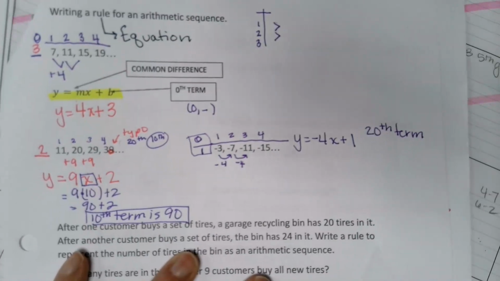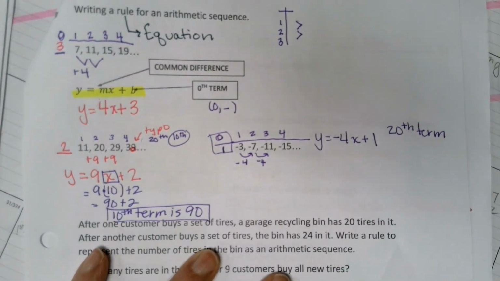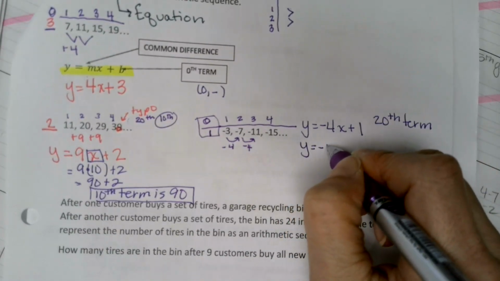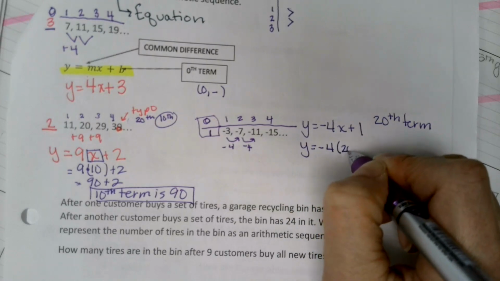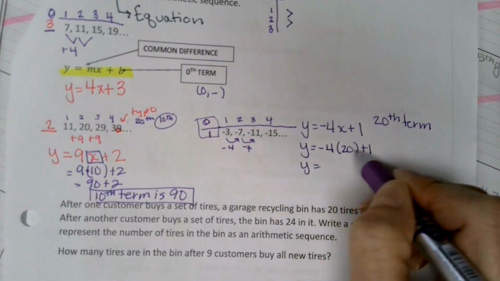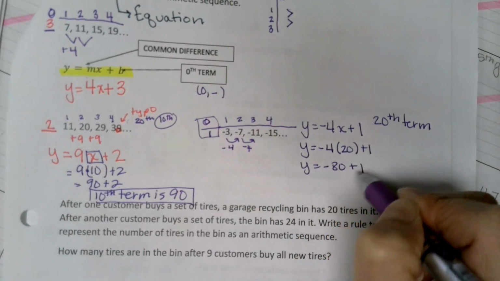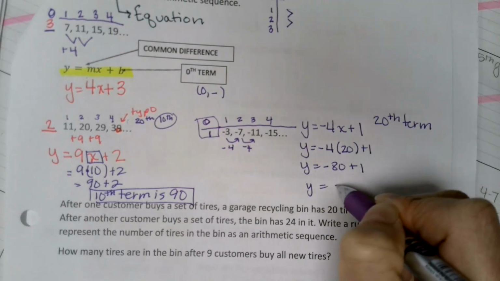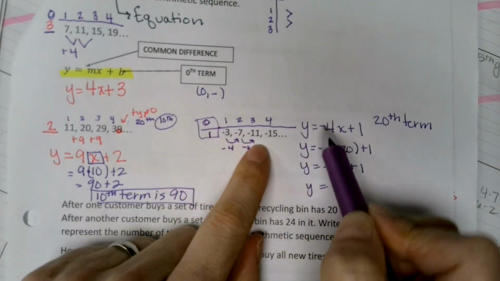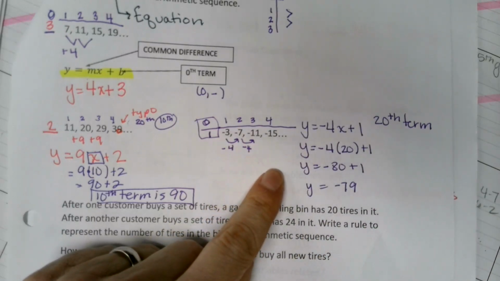Let's say I want you to find the 20th term this time. Pause the camera and find the 20th term. You're going to take y equals -4 times 20 plus 1. Show your order of operations, so multiply before you add. -80 plus 1. You'll have -79. If you were to continue this pattern out, the 20th number in your list would be -79.